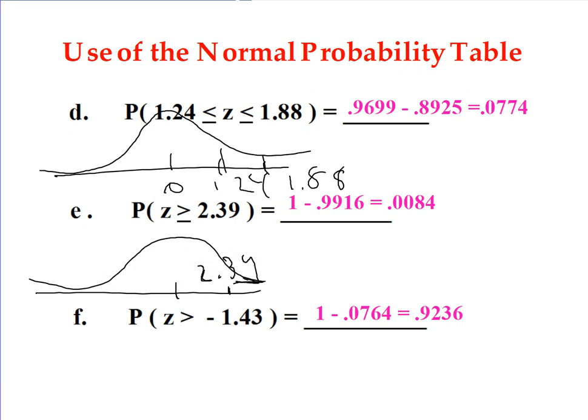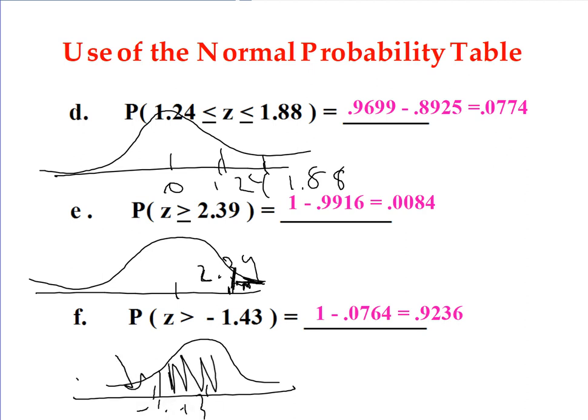Maybe up there I'll put 2.39, but I want this direction, so I'll look that up to get 0.99. Go 1 minus that, because your table gives you everything to the left, and I want it to the right. Same concept, but now the z-score is way down below negative 0.43. If I look up that area, it's right there, but this is the one I want. So I have to go 1 minus that area to get that answer as well.